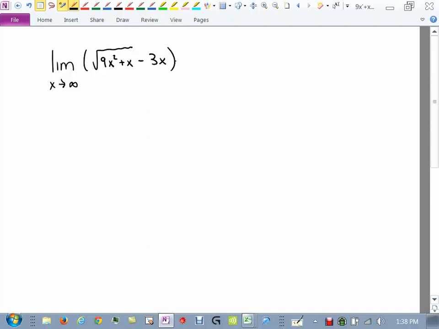Okay, real quick, let's just plug things in. If I plug infinity in right here, we get infinity squared, which is infinity, times 9 is still infinity. So I've got an infinity there. Plus, I plug in infinity again, I get infinity. Then I take the square root. Square root of infinity is still infinity. So this is becoming infinite. But then I'm subtracting 3 times infinity, which is still infinity. So I get infinity minus infinity. Infinity minus infinity is not 0.